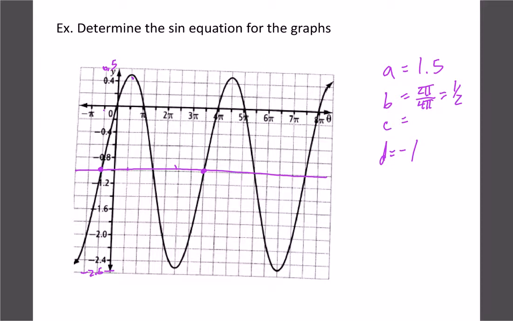And our last one, our C value, our sine graph should start at the origin. It doesn't, it starts right there. So you can see we went negative 1/2 pi to the left, so that would be positive pi by 2. And we're done. So our equation should be 1.5 sine 1/2 x plus pi over 2 minus 1.